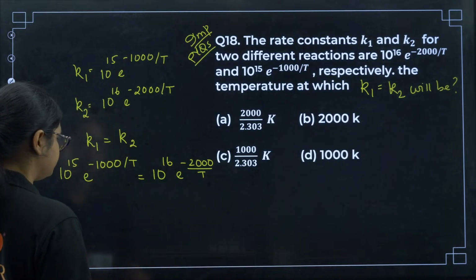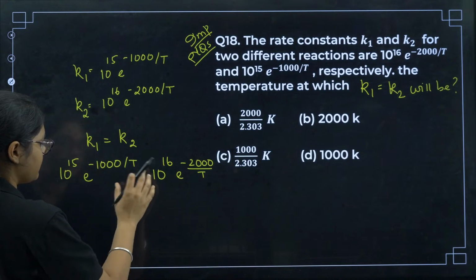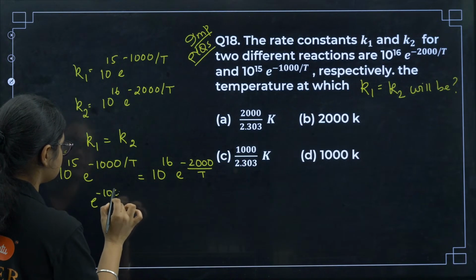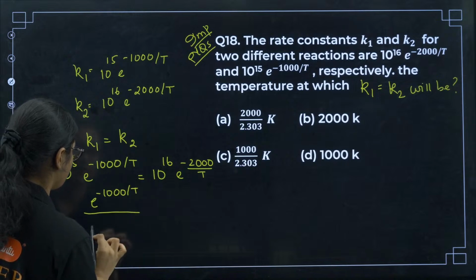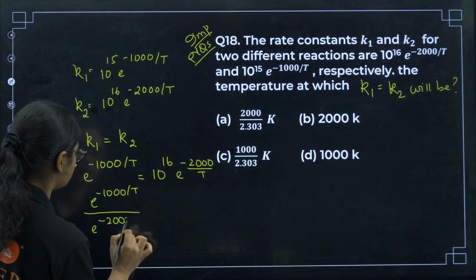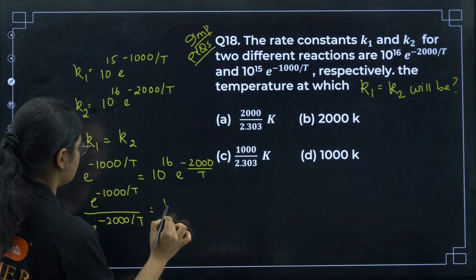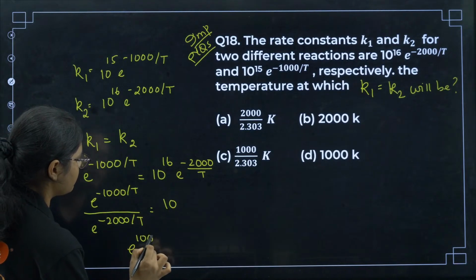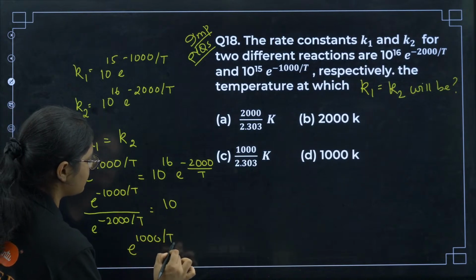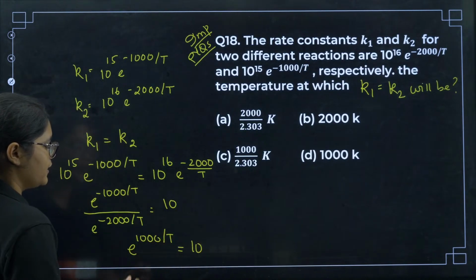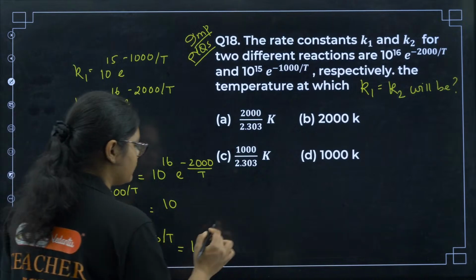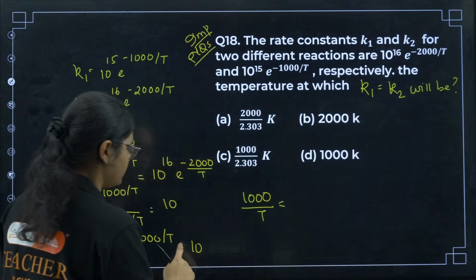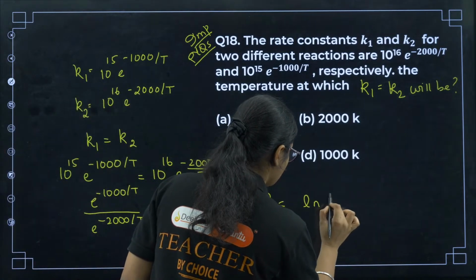Now what we can do, we can just divide this. So I will get e to the power of minus 1000 by t divided by e to the power of minus 2000 by t is equal to 10. Okay. Now I can solve it like e to the power of 1000, this one will go up, so 1000 by t is equal to 10. Next, ln on both sides, right? So 1000 by t is equal to ln of 10, right?